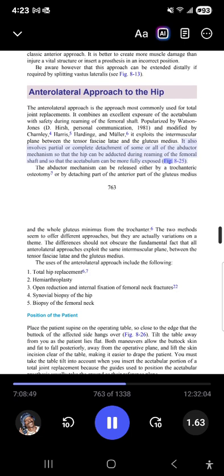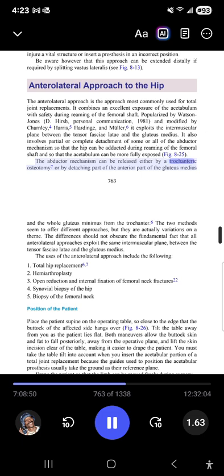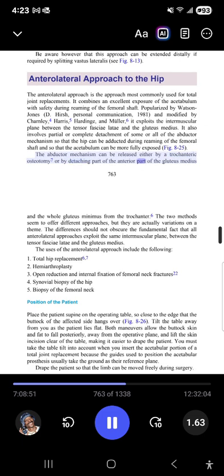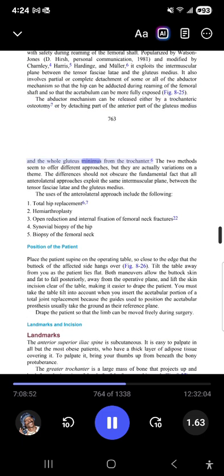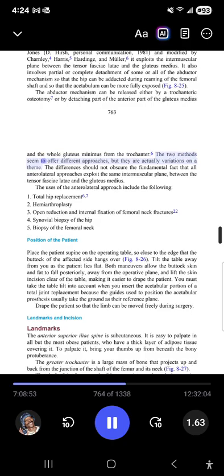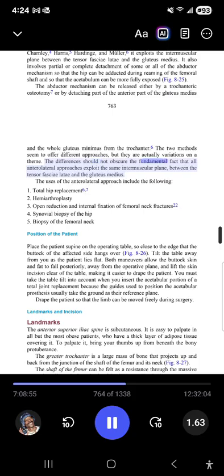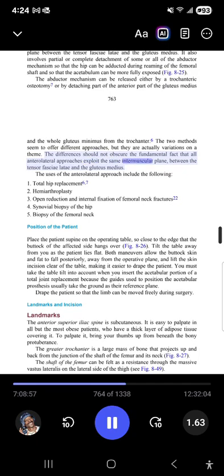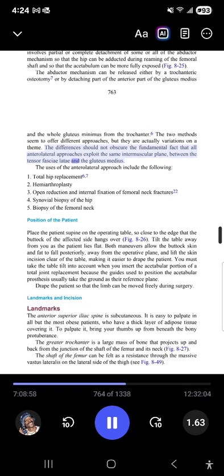Figure 8-25. The abductor mechanism can be released either by trochanteric osteotomy or by detaching part of the anterior part of the gluteus medius and the whole gluteus minimus from the trochanter. The two methods seem to offer different approaches, but they are actually variations on a theme. The differences should not obscure the fundamental fact that all anterolateral approaches exploit the same intermuscular plane between the tensor fasciae latae and the gluteus medius.